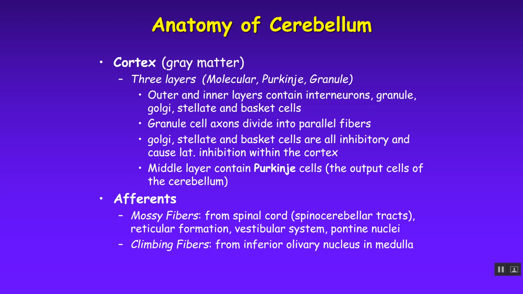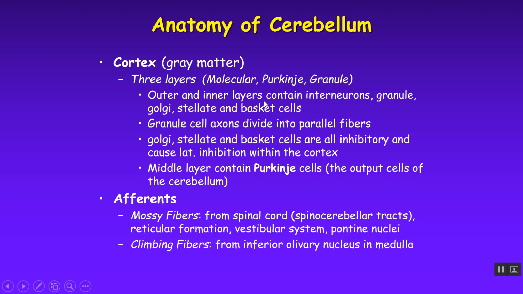So the anatomy of the cerebellum, let's talk about that. Kind of like your cerebrum, the outermost surface is gray matter. Right? Our cell bodies in our cerebrum are on the outside, and so are they in our cerebellum, okay? It has 3 layers. It has a molecular, a Purkinje, and a granular layer.